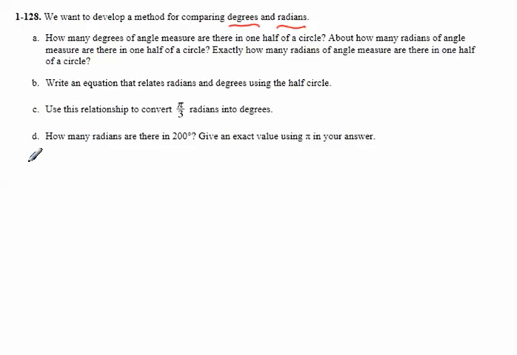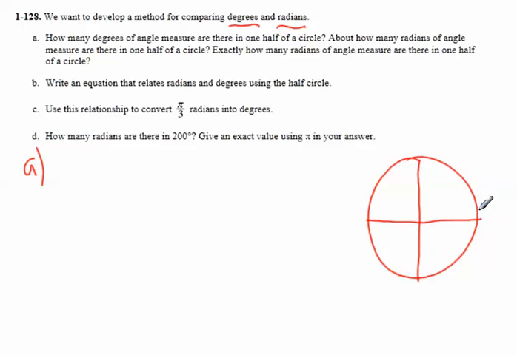For part A, the first part says, how many degrees of angle measure are there in half of a circle? So that we can visualize this, let's take a look at a circle and show the quadrants. How many degrees are there in half a circle? Well, that's 180 degrees. About how many radians of angle measure are there in half a circle? Well, we've discovered that if we go halfway around, that's 3 and a little bit more, 3.14 radians.